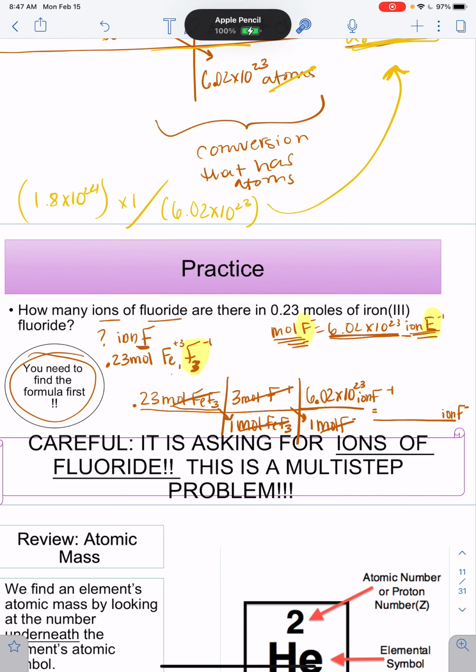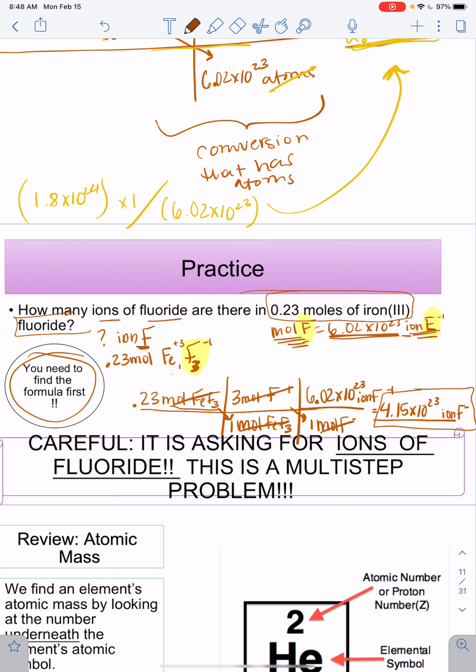So again, in my calculator, that's 0.23 times 3 times, open parentheses, 6.02 times 10 to the 23rd equals, and then divided by 1, which you don't have to do. So my answer on my calculator is 4.15 times 10 to the 23rd. So this is how many ions of fluoride I have in 0.23 moles of iron 3 fluoride.